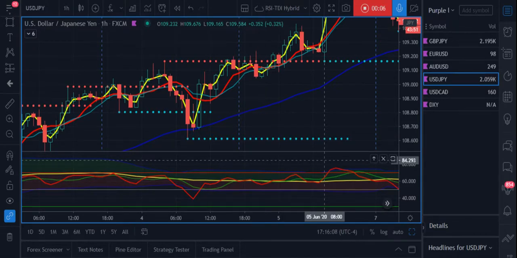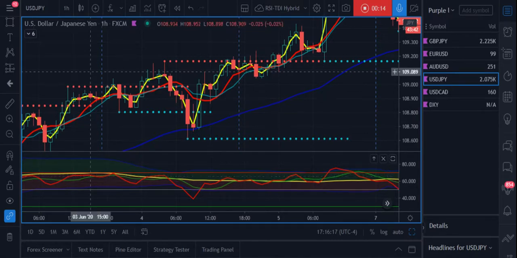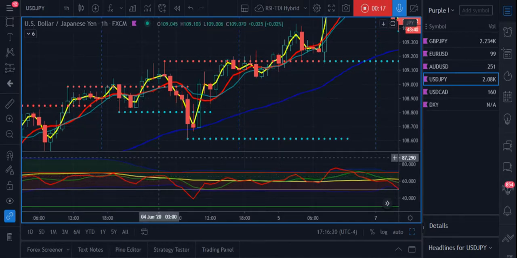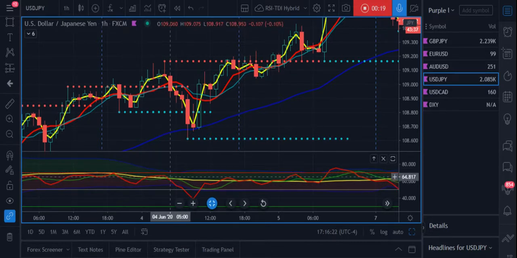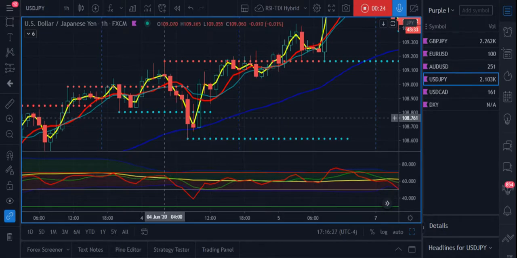I am going to go over a simple moving average crossover strategy. And basically, it's very simple. We have the 2 moving average and the 7 moving average crossing each other. And we are using the TDI to help us get those sniper entries. And we're just looking for 10 pips.